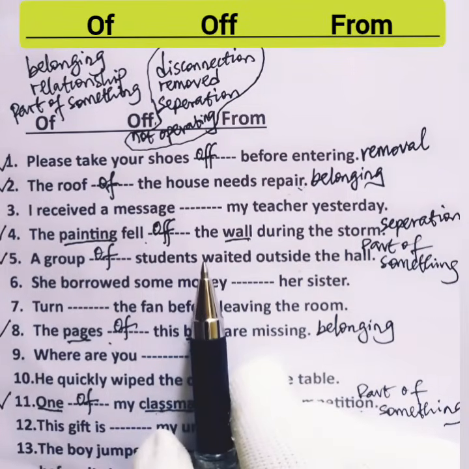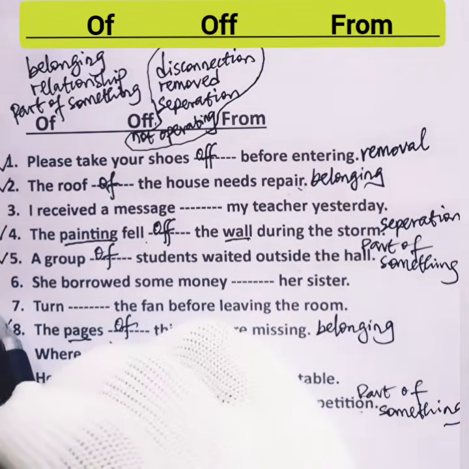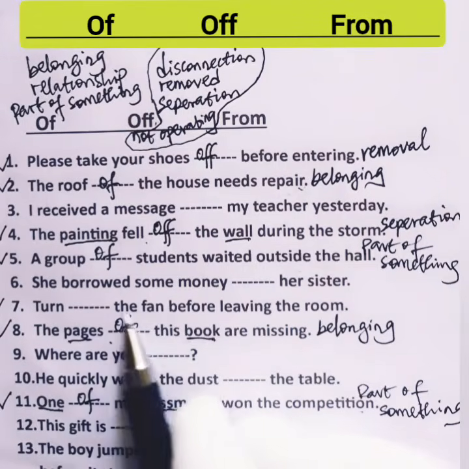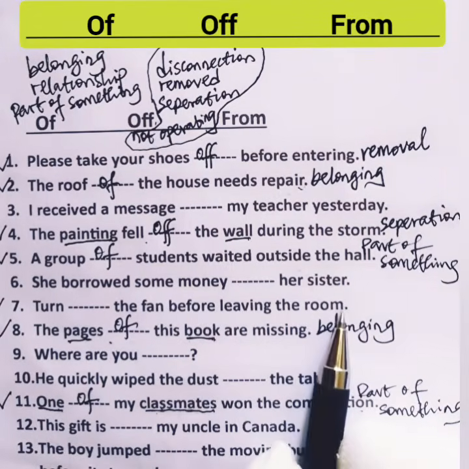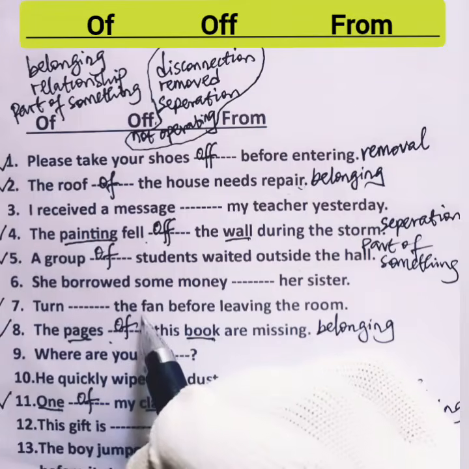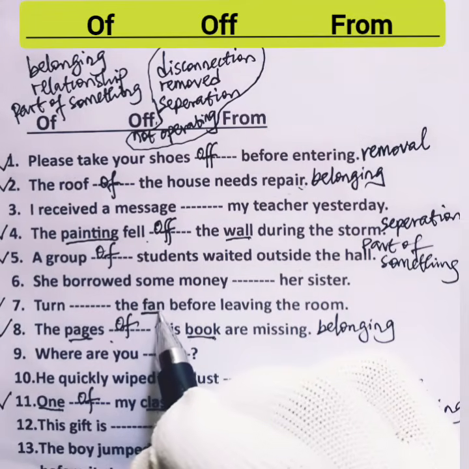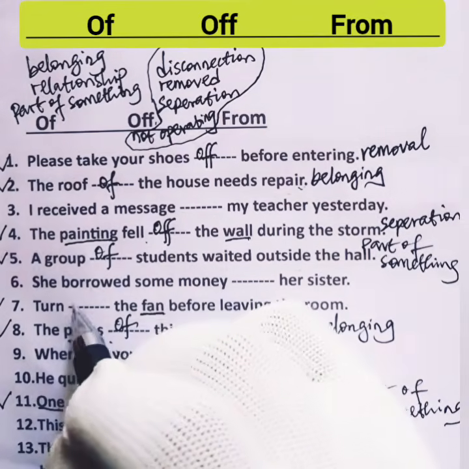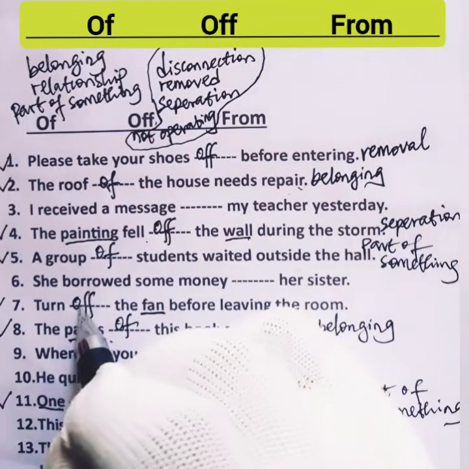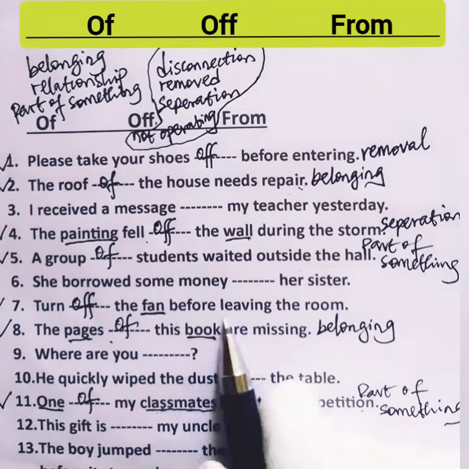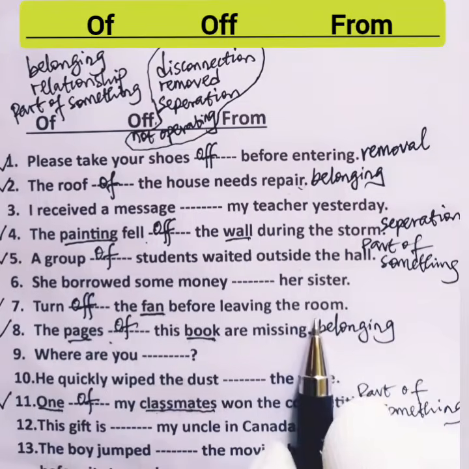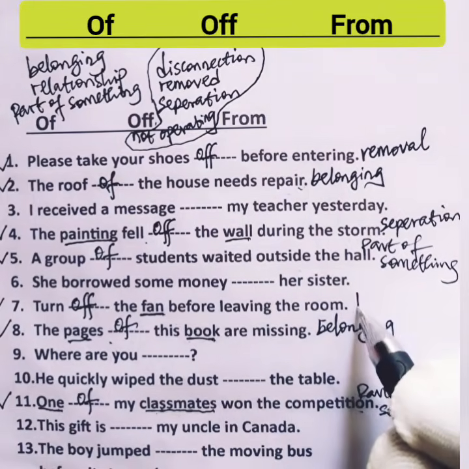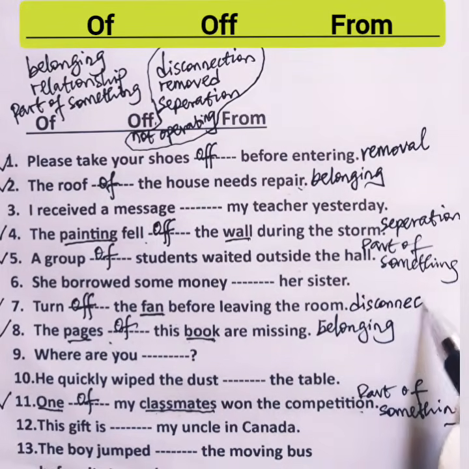The next is number 7. Turn blank the fan before leaving the room. Here we are talking about an electronic. So we use off here. Turn off the fan before leaving the room. It means you should disconnect the fan. Disconnection.